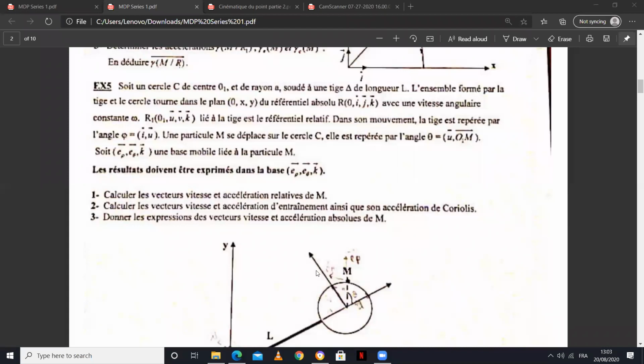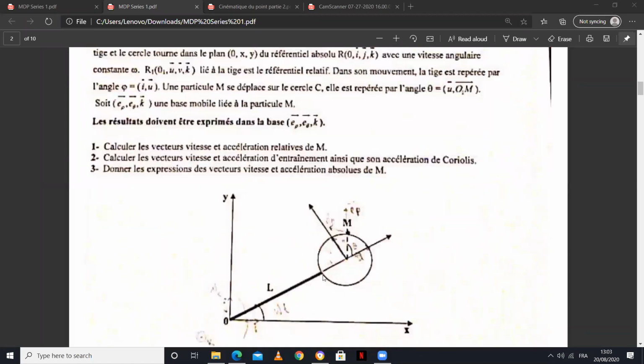L'ensemble formé par la tige et le cercle tourne dans le plan OXY. So take note of this also. They're telling you that this entire thing, looking like a lollipop, is turning dans le plan OXY. In this plan, this thing is turning, meaning it's going like that.